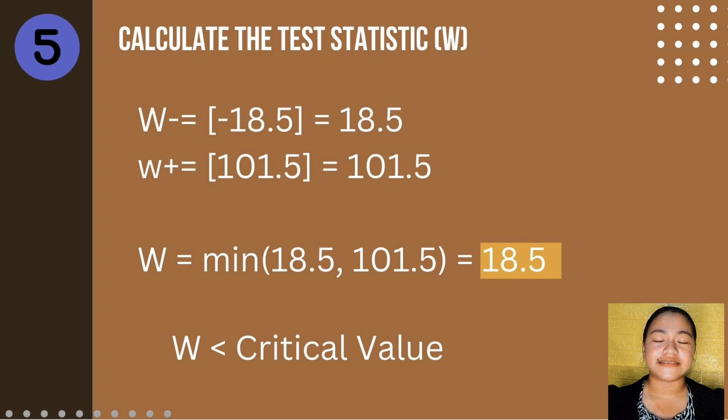So after that, in step 5, we are going to calculate the test statistic, denoted as capital letter W. W is equal to the minimum of 18.5 and 101.5. So since we are going to get the minimum value, we are going to choose 18.5.